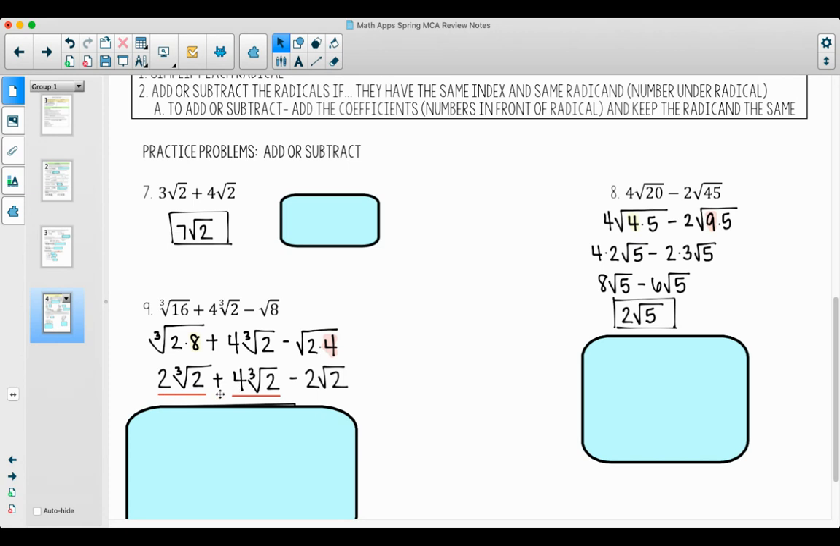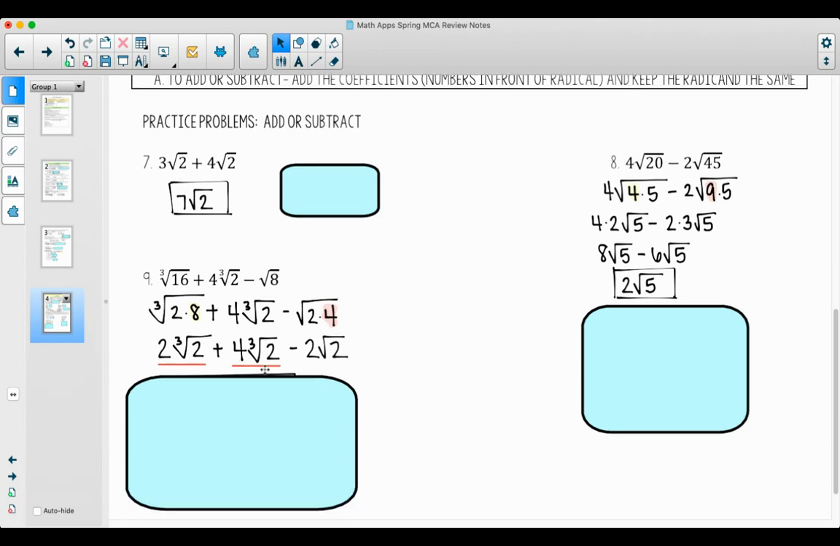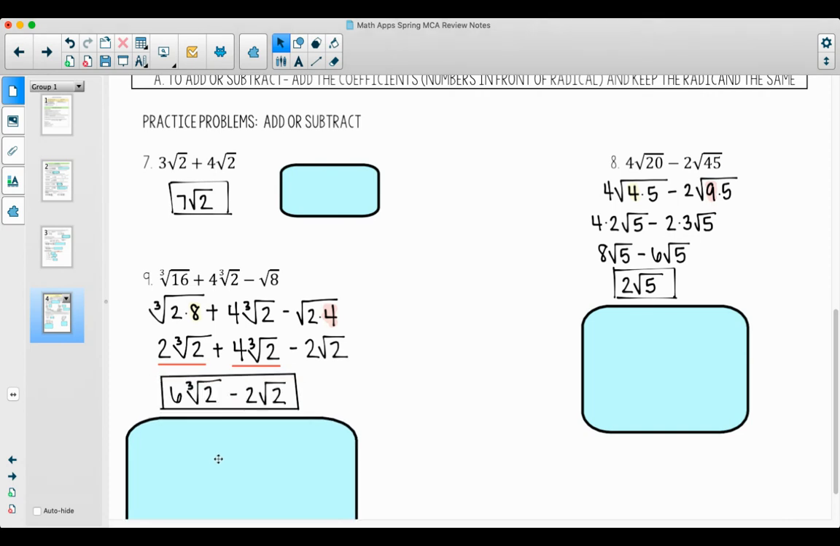I can only add the first 2 terms together because this last one does not have the same index. So my final answer is going to be 6 the cube root of 2 minus 2 the square root of 2. I can't go any further than that.